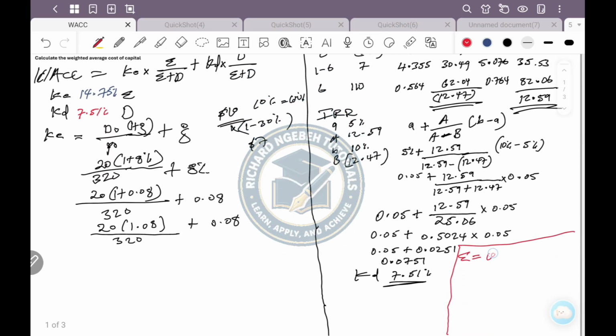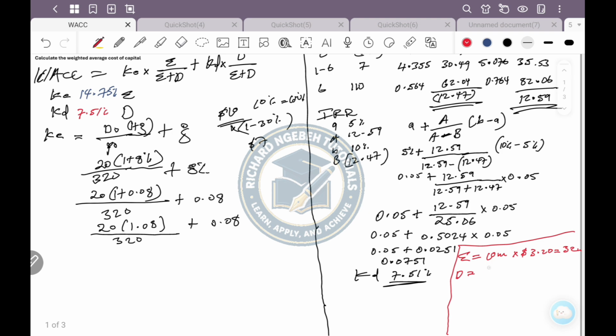So 10 million shares multiplied by the market value of each share, which is $3.20. So here you're going to get 10 million at $3.20. You're going to get 32 million. This is 32 million. How about your debt? What will be your debt?